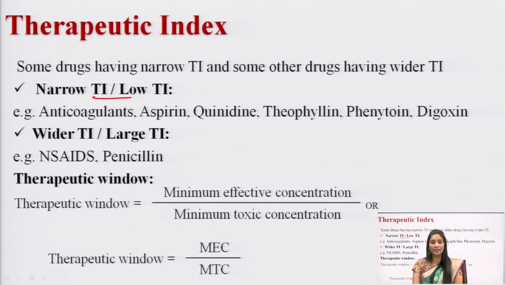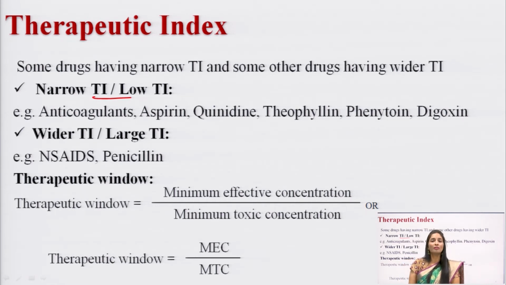Theophylline, an anti-asthmatic drug, also falls under narrow therapeutic index. Phenytoin is an anti-epileptic drug. Digoxin is used to treat heart failure. All these drugs fall under the narrow therapeutic index. If you slightly increase the dose of phenytoin, digoxin, theophylline or quinidine, the slight increase in dose can cause an increase in toxicity.